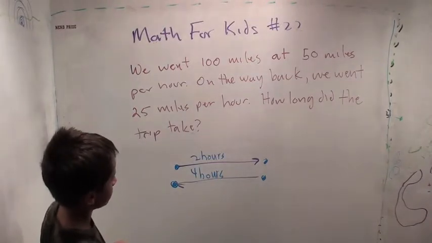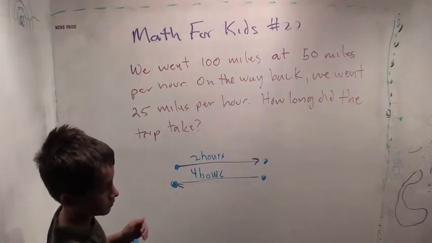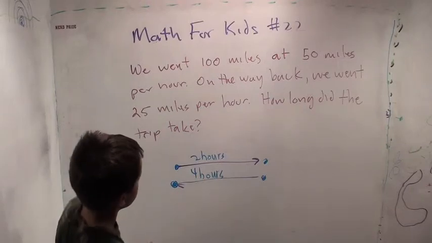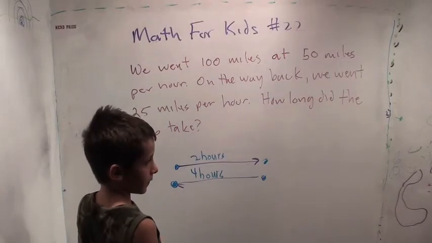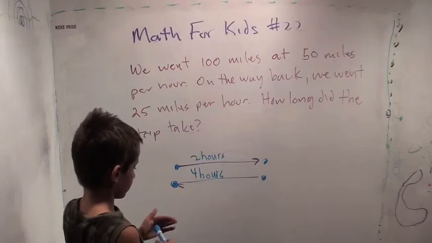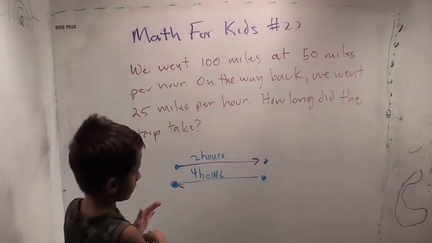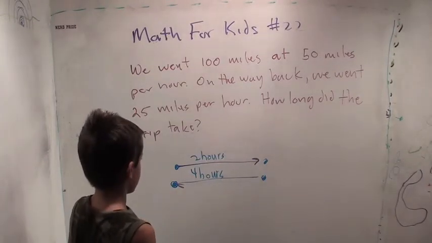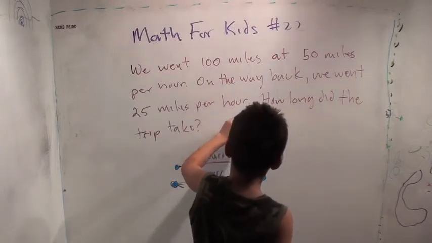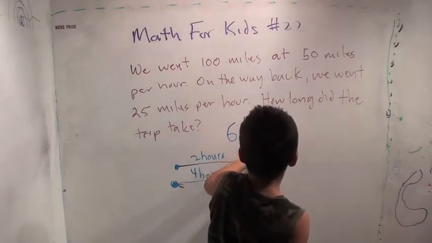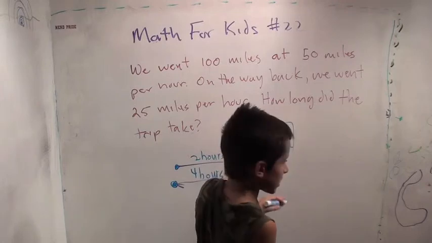But on the way out, you're going 50 miles per hour. So how many miles do you go in 1 hour? That means you go 50 miles in 1 hour. Right. So that took 2 hours to go out. So 2 hours to go out, 4 hours to go back. How long did the trip take? That's a long trip. 6 hours.